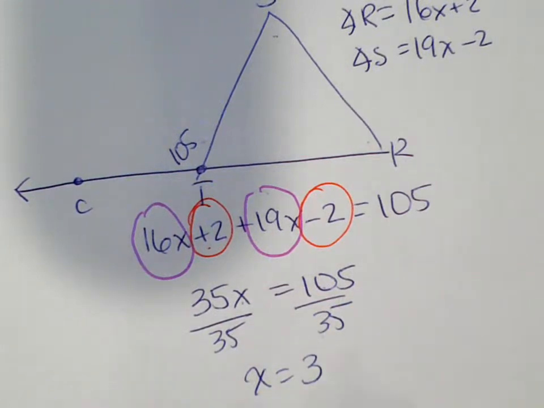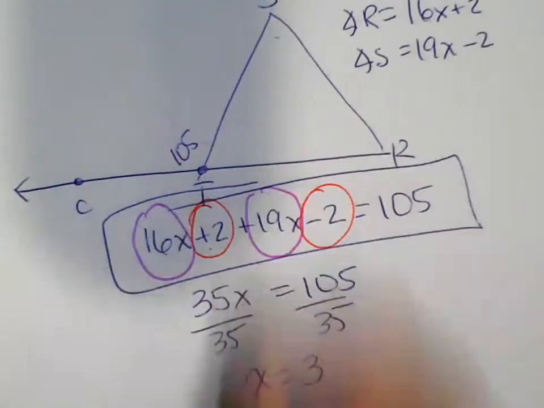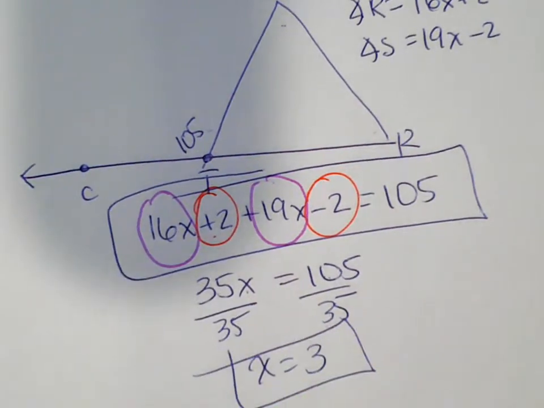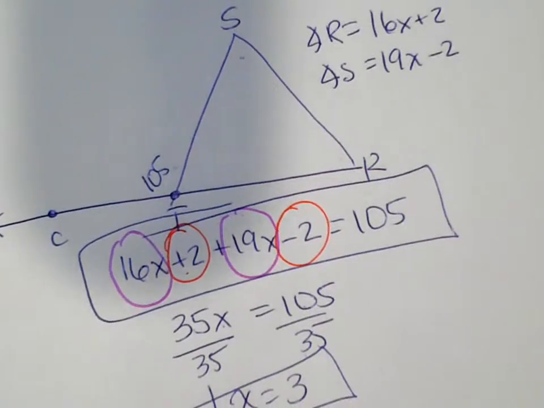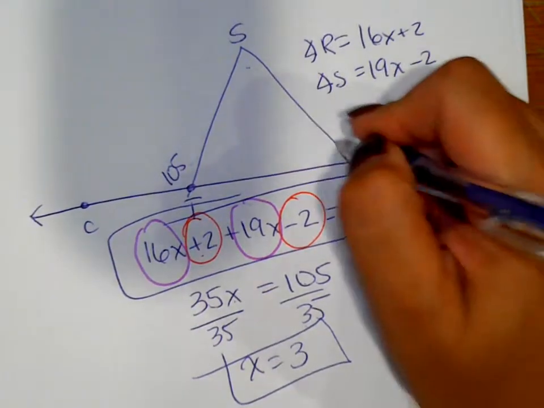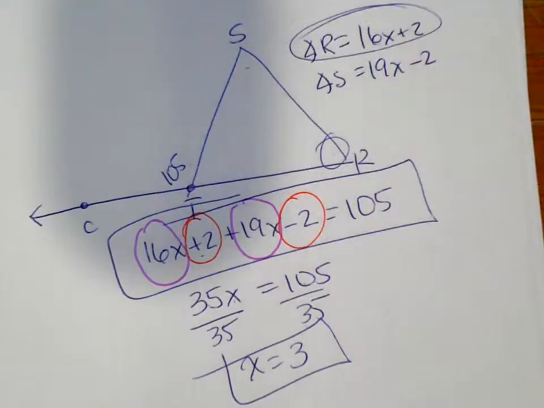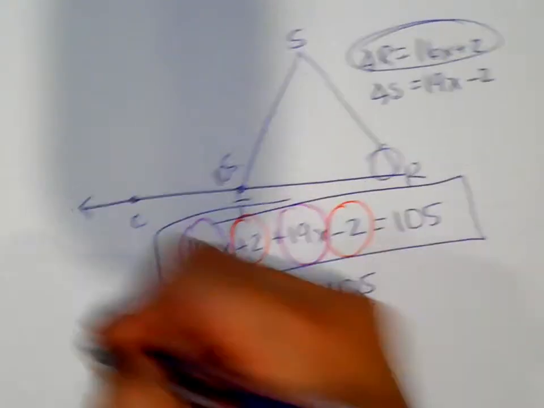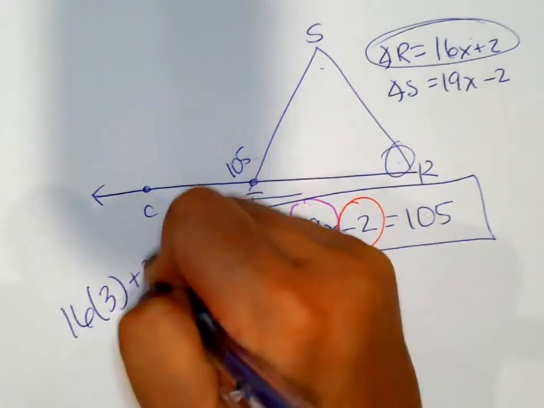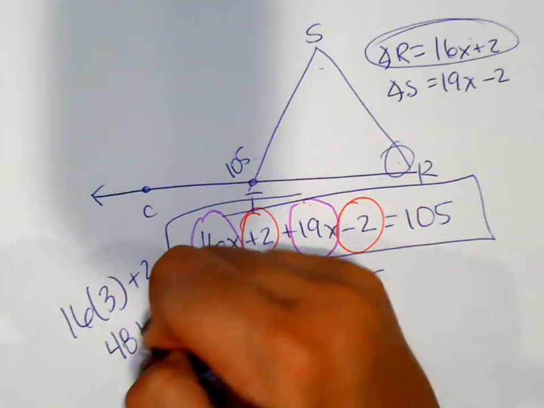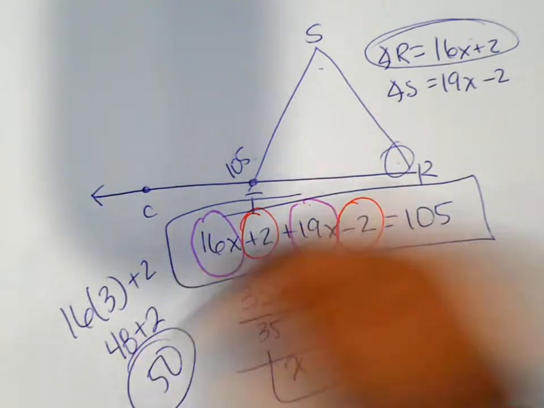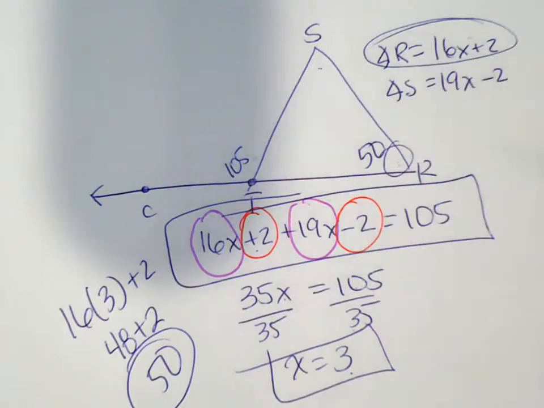All right, so this question asks you to solve for X. Write the equation. So there's my equation right there. I solved for X right there. And then it wants me to find the measure of angle R. It wants me to find this guy right here. It gave me the expression here, so I'm just going to plug it back in. So it's going to be 16 times 3 plus 2. All right, 16 times 3 is 48 plus 2. That gives me 50. So the measure of angle R right here is 50.